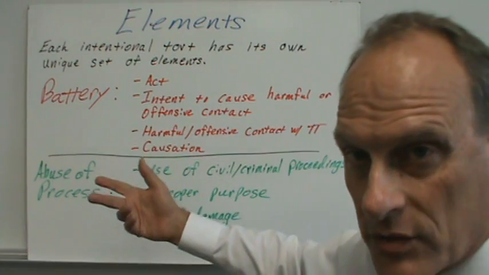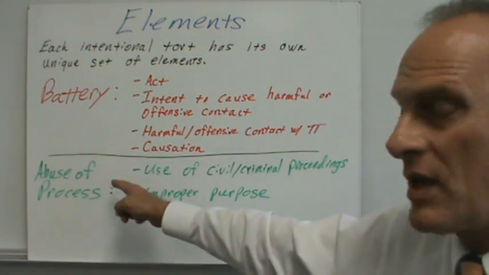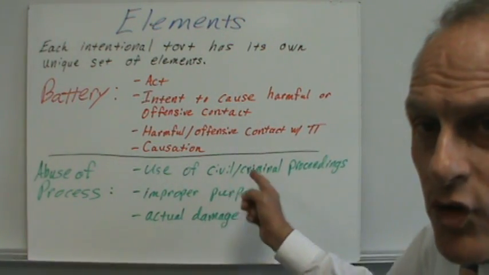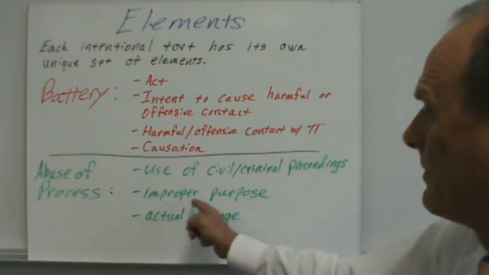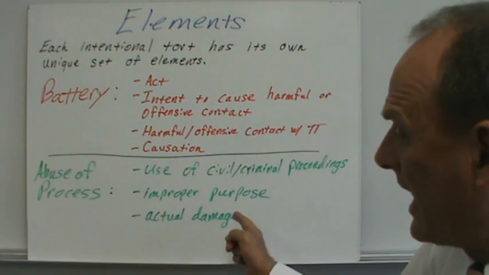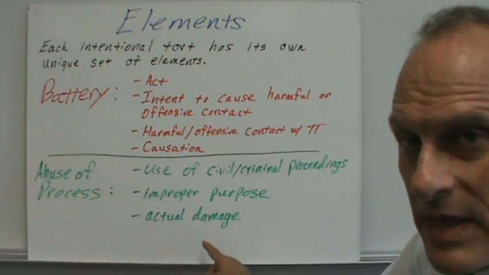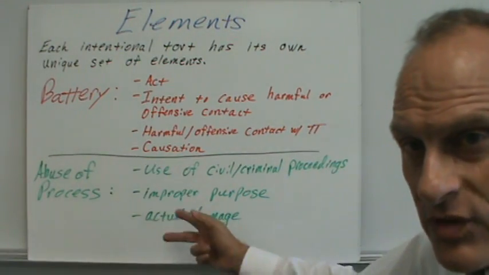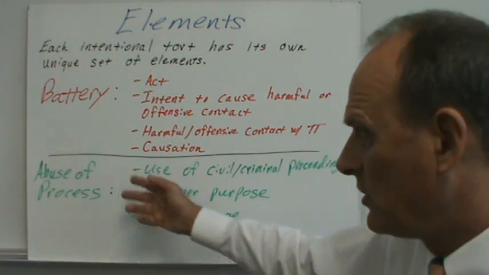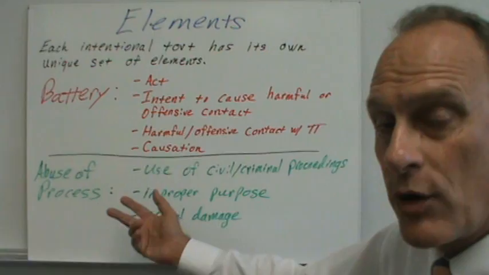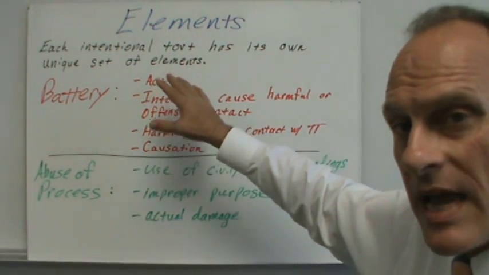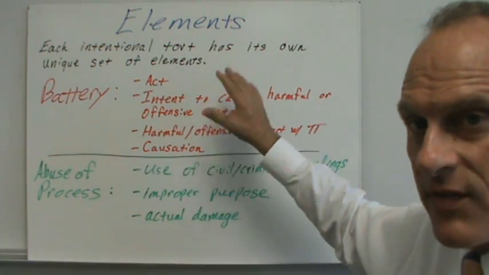of assault. Let's take a look at abuse of process. That's using civil or criminal proceedings for an improper purpose. And here you actually do have to have some damages. But these are the elements of abuse of process. Take one of those elements away, change it, you don't have abuse of process. You may or may not have another tort. Each tort has its own unique set of elements.